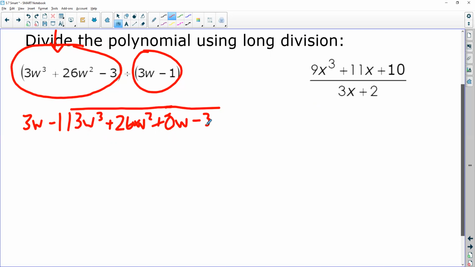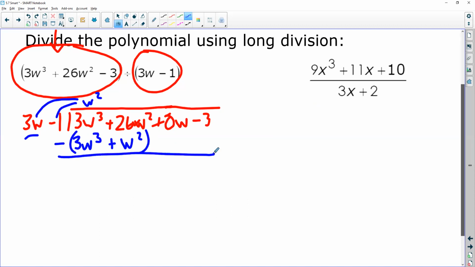But then from here, the process is the same. So I'm going to turn 3w into 3w cubed. So I just need 2 more w's. Multiply by w squared. Distribute. So that's going to be 3w cubed, pardon me, minus w squared. Put it in parentheses and subtract. That becomes a plus. So these guys cancel. This becomes 27w squared plus 0w. And this is why, if you were missing a place value, the division process is not going to work.